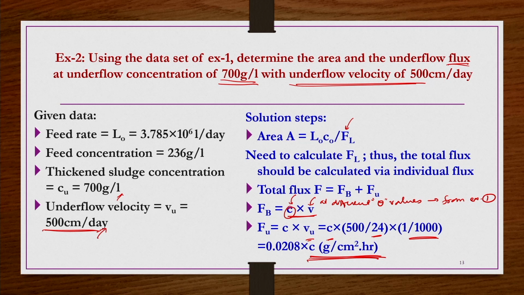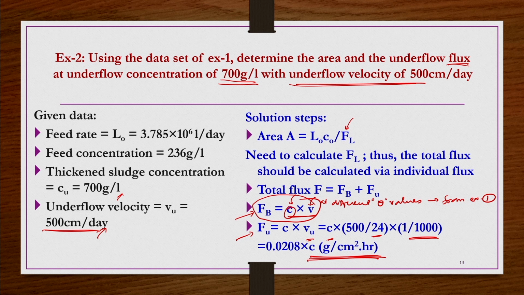So the first step is to calculate the FU and FB values. The FB value is straightforward, it is the solution of the previous example problem. C and V, or C versus V information for different time values, is the solution of the previous problem that we already got. You just simply multiply those two values for different times, and then for different times you will get FB.